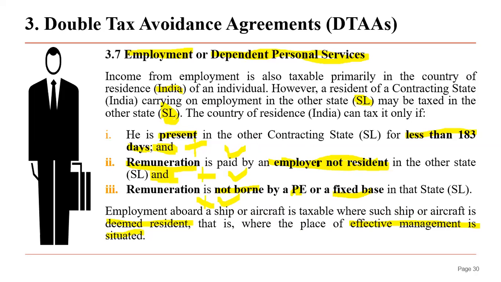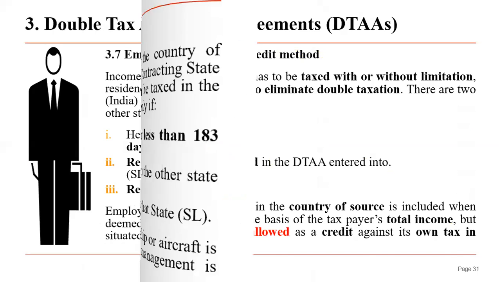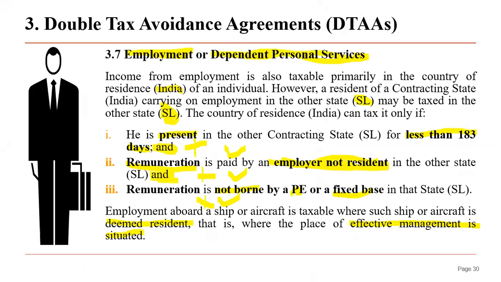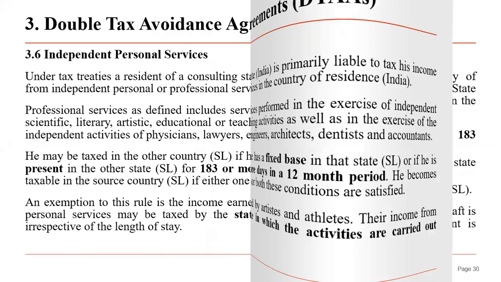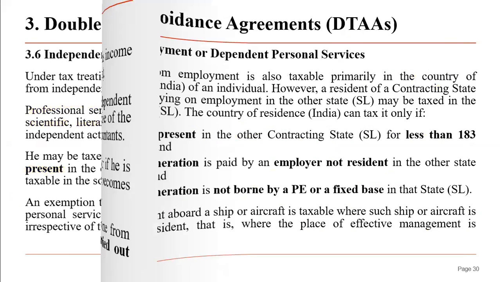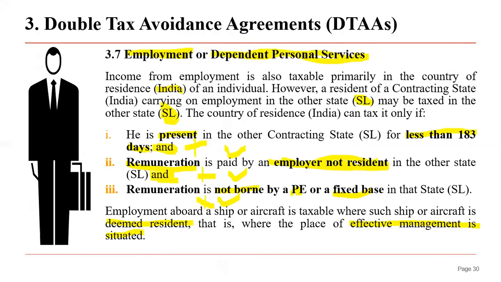If a ship or aircraft is taxable where such ship is deemed to be a resident, the normal principle under the Inland Revenue Act is where the ship or aircraft is registered, for example a ship registered in Sri Lanka. Then the DTA says the place of effective management. Those are the things we wanted to discuss here. Independent personal service as well as dependent personal service, we discussed those two.